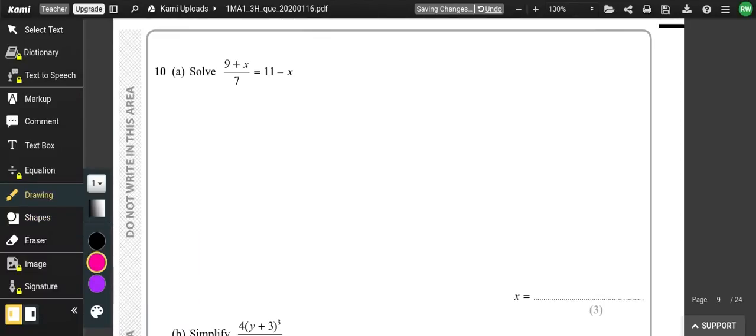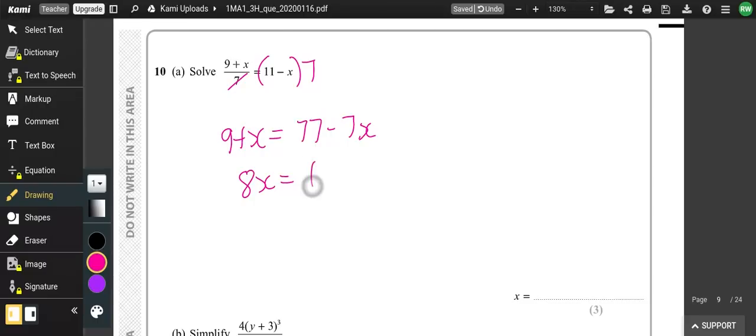For question 10, we have an equation that we can solve here. So we're going to multiply both sides by 7, and then we'll get 9 plus x equals 77 minus 7x. Take the 7x over to get 8x equals 77 minus 9 is 68, and x equals 68 divided by 8, which is 8.5.